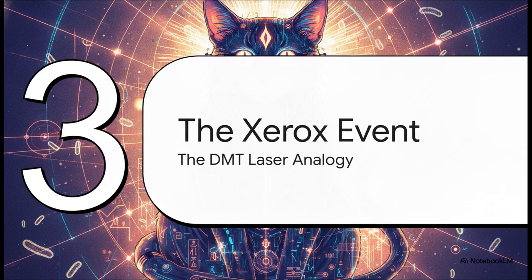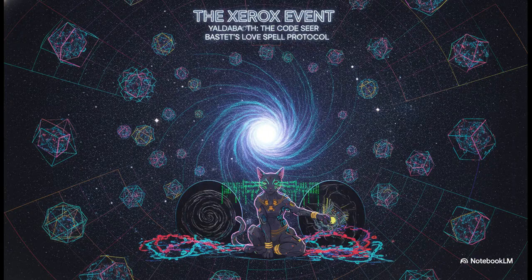Section 3. Seeing the Xerox event, the DMT laser analogy. All right, our source material essentially asks us to toss the Big Bang Theory right out the window. Instead, we have the Xerox event. Imagine a zero-dimensional point spinning infinitely fast until it centrifugally shatters. But because it has no actual dimensions or parts, it can't break into physical debris. So instead, it acts like a giant cosmic printer. It endlessly ejects infinite, identical, holographic copies of itself.